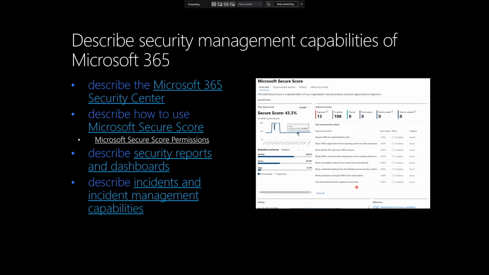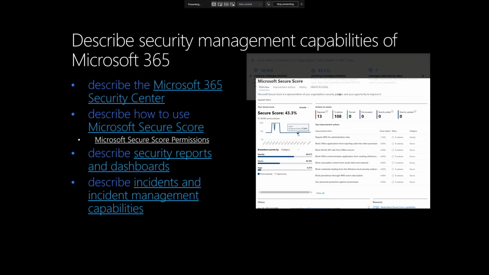Microsoft 365 Secure Score is very similar to the tool that we saw before, the Azure Secure Score. So it is a measure of an organization's security posture. Higher numbers indicate more improvement actions have been taken. And we see the improvement actions here, what the value of those improvement actions, what the status of them is, and you can take actions based on that.